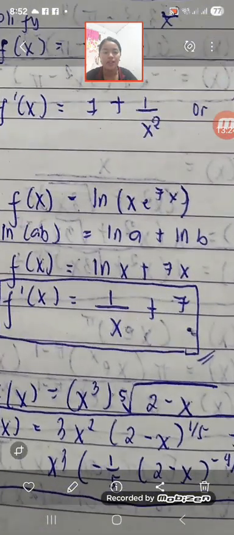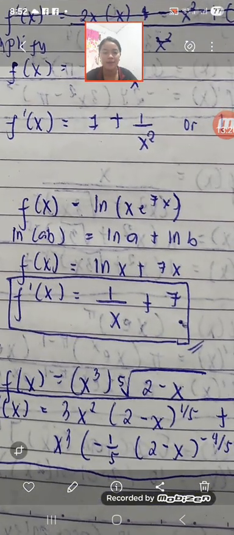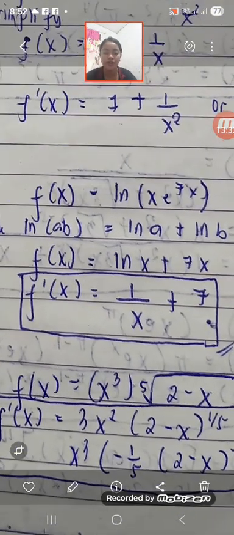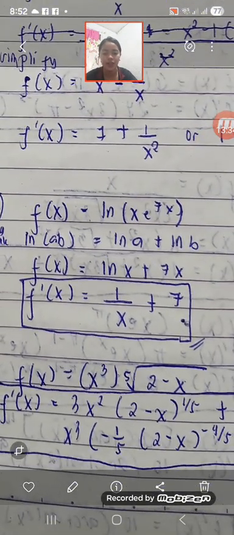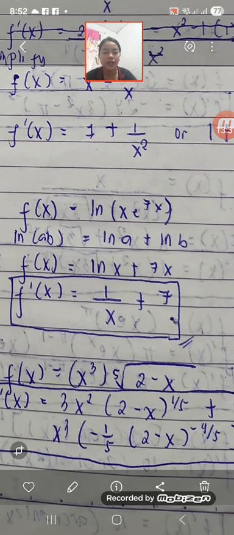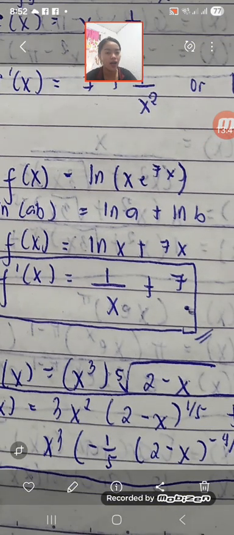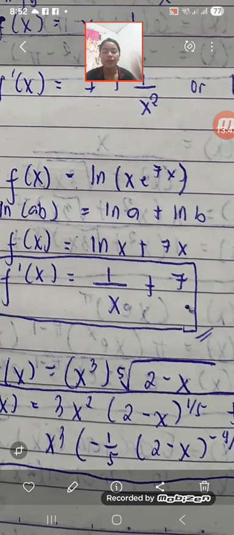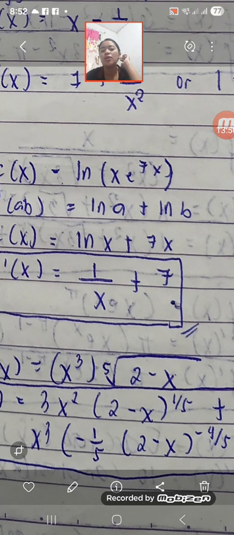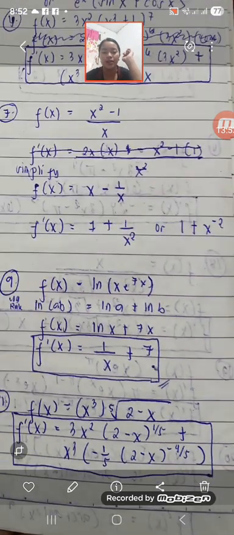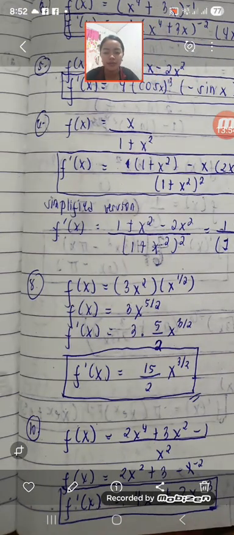Because ln e raised to 7x is 1 multiplied by 7x, which is 7x. Now, the derivative of our given item is 1 over x plus 7. Why 1 over x? Because as I said earlier, the derivative of ln x is 1 over x. Plus 7, because 7 times 1 is 7. So that is our final answer.